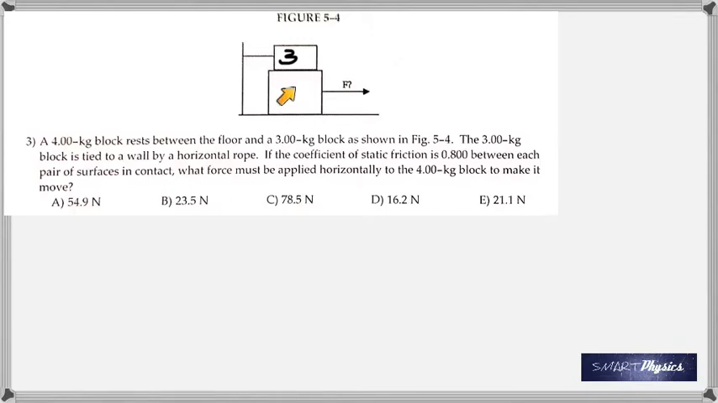Already from the question it's understood that there is friction between the 3 and the 4 kilogram boxes, and also between the 4 kilogram box and the floor.